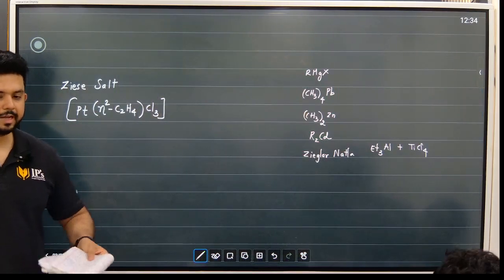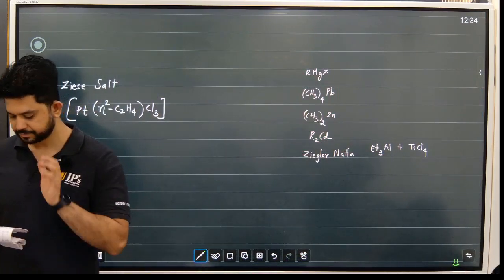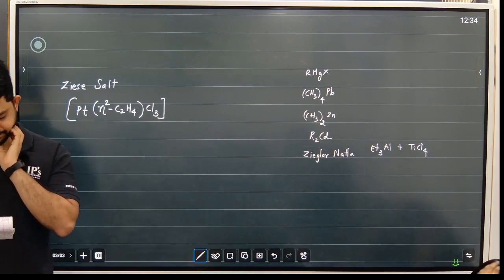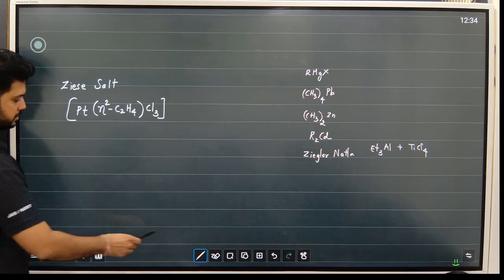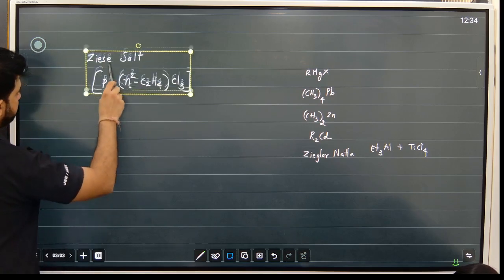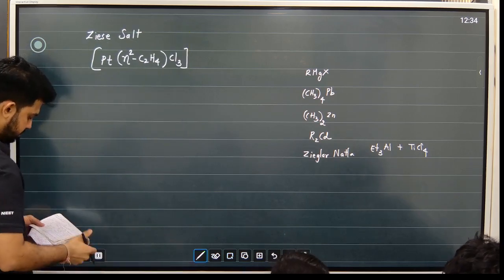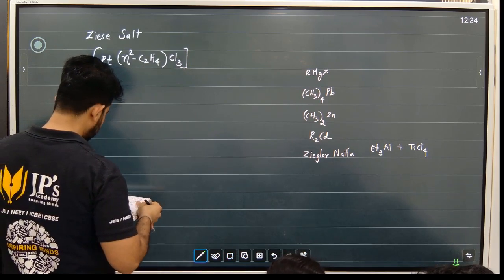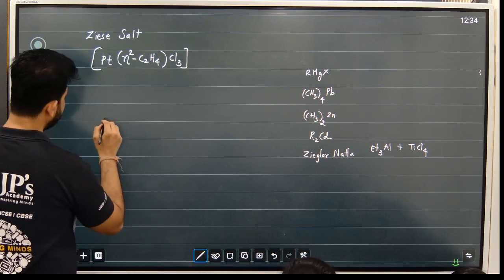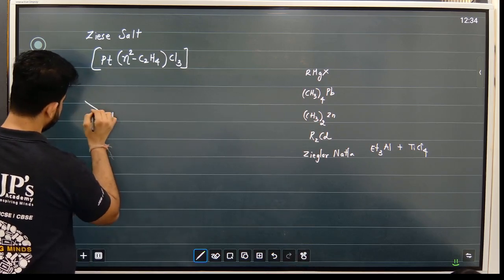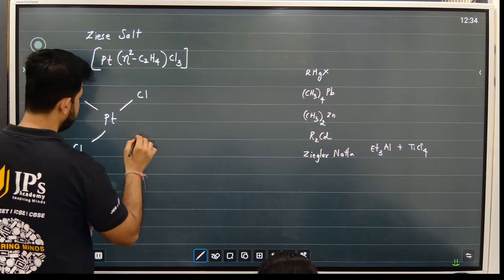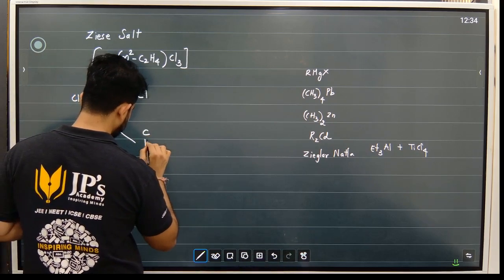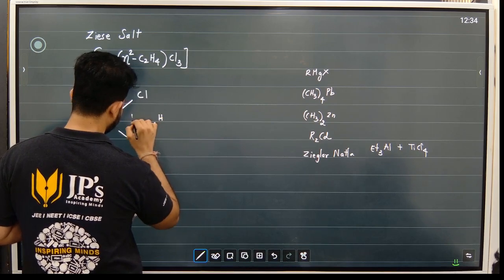So that was sigma bonded. Next, please write down pi bonded. Metal is bonded to the pi electron cloud of the ligand.